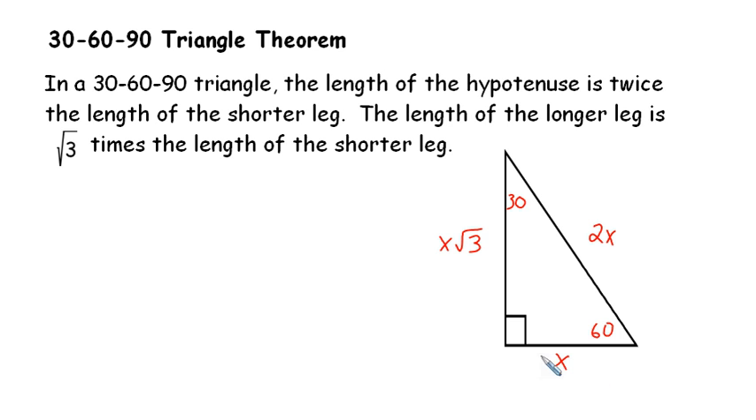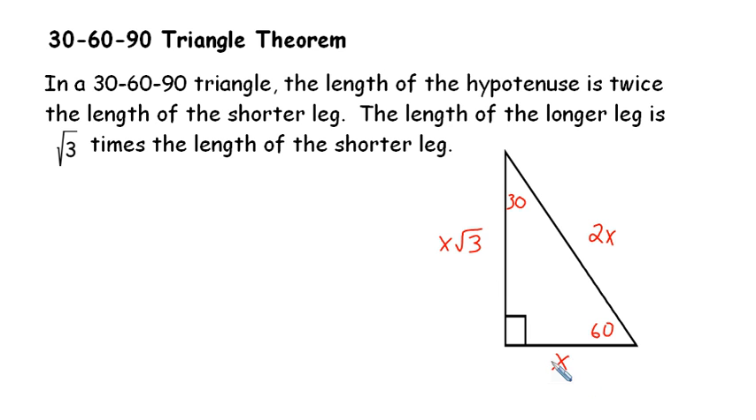So we're all set if we know the short leg and we're looking for the long leg or the hypotenuse. But what happens if we know the hypotenuse and we're looking for the short leg? Well, if we know the hypotenuse, we can divide that by 2 to get the short leg. If you have to multiply the short leg by 2 to get the hypotenuse, you would have to divide the hypotenuse by 2 to get the short leg. In other words, we're going to undo that operation. The opposite of multiplying by 2 would be dividing by 2.